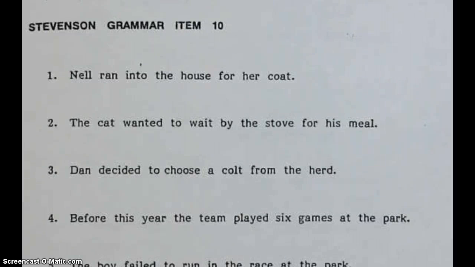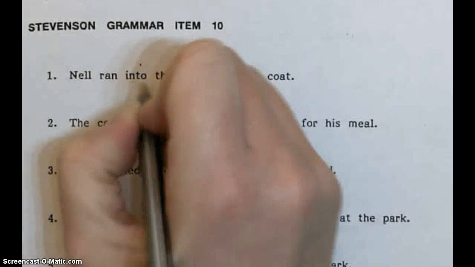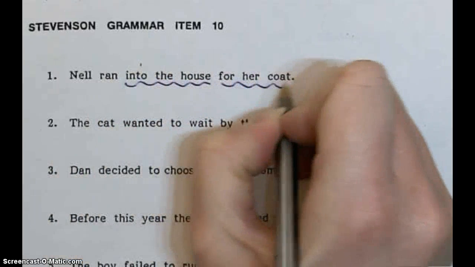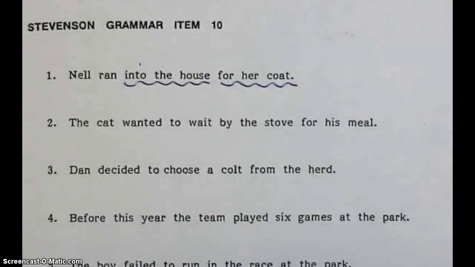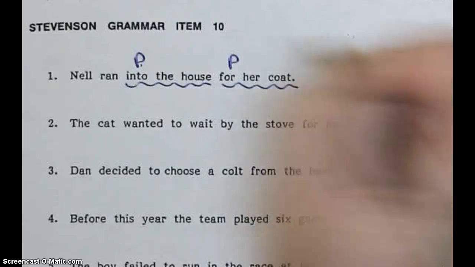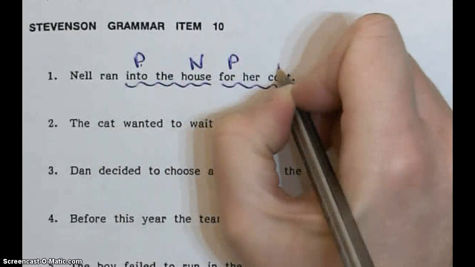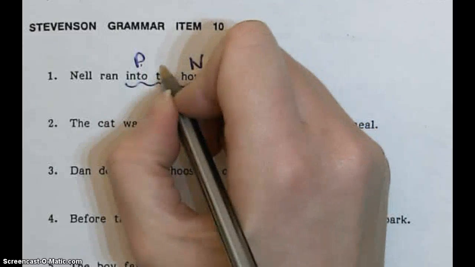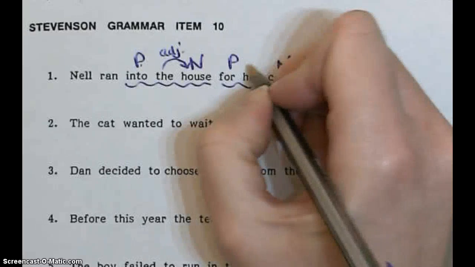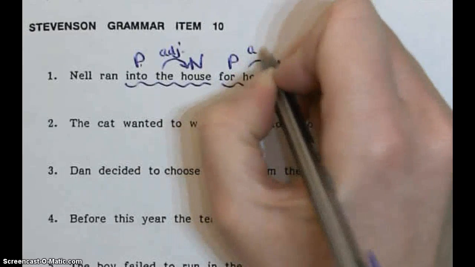All right, let's go ahead and do number 1. Nell ran into the house for her coat. So the first thing I want to do is underline the prepositional phrases. So I have into the house and for her coat. So we're going to squiggle that. The prepositions are into and for. The nouns are house and coat. And the adjectives are the, describing house, and her, describing coat.